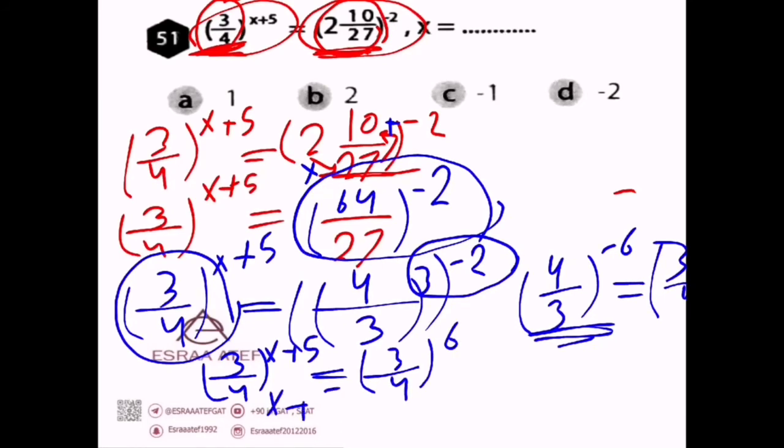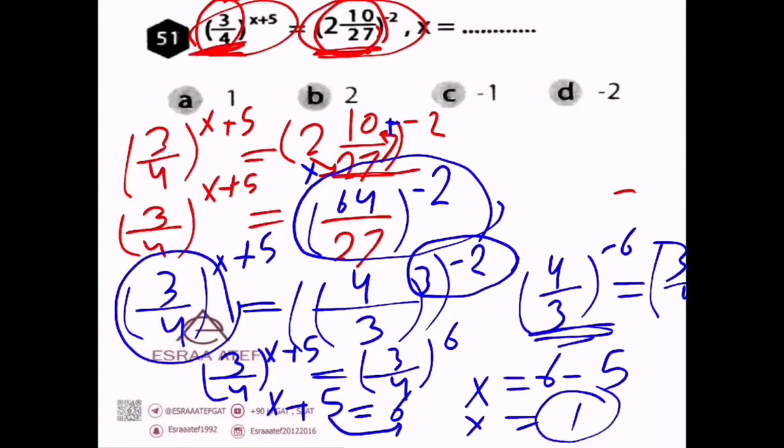So x plus 5 equals 6. So x equals, we will take 5 here, it will be 6 minus 5. So x equals 1. So the answer will be A, 1.